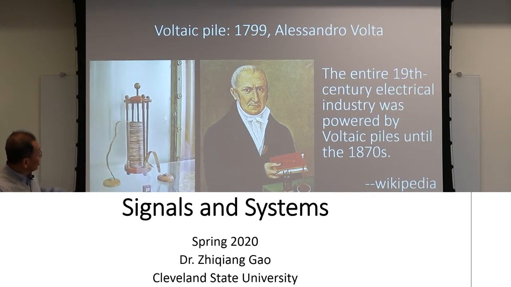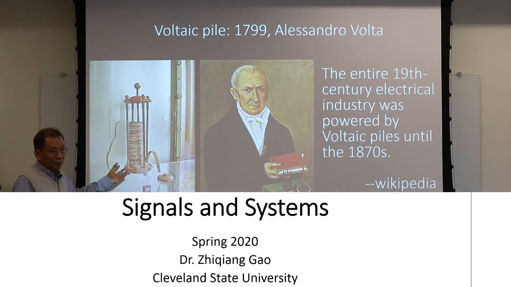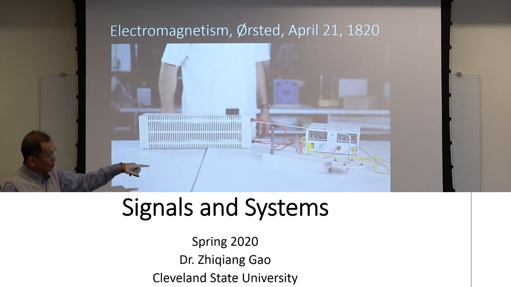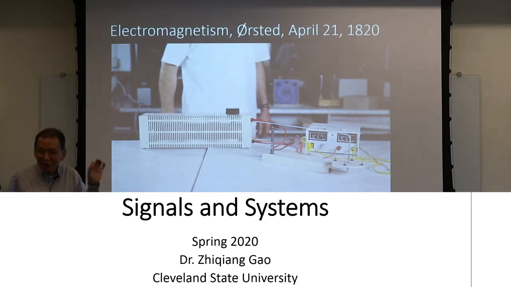So this is 1799, and we finally had a battery. 21 years later, this is an experiment very seldom talked about. And this name, Oersted, right? Have you ever heard this name before in your physics book? What did he do? He was a teacher. And by accident, he found something. What did he find?